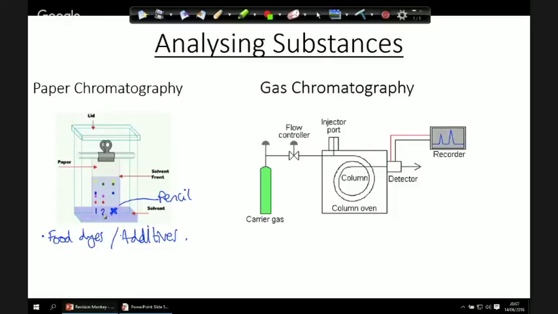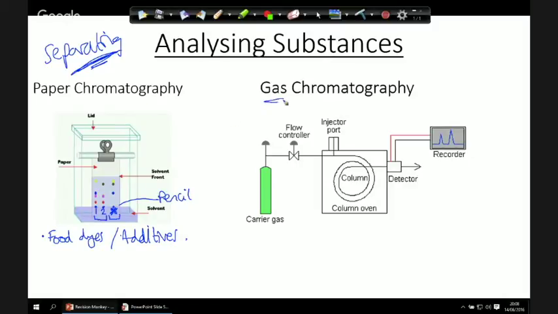Maybe let's call those 1 and 2. So if you wanted to know whether foods 1 and 2 had this banned substance X in, you could put a little mark of all of them at the bottom of your paper on the pencil line, dip it in water or in a solvent which will dissolve these particles, and they will travel up the paper. And those ones that move quickest will be at the top of the paper. It's basically a way of separating a substance. And then you'd compare it to X and have a look at the patterns to see if they are similar.